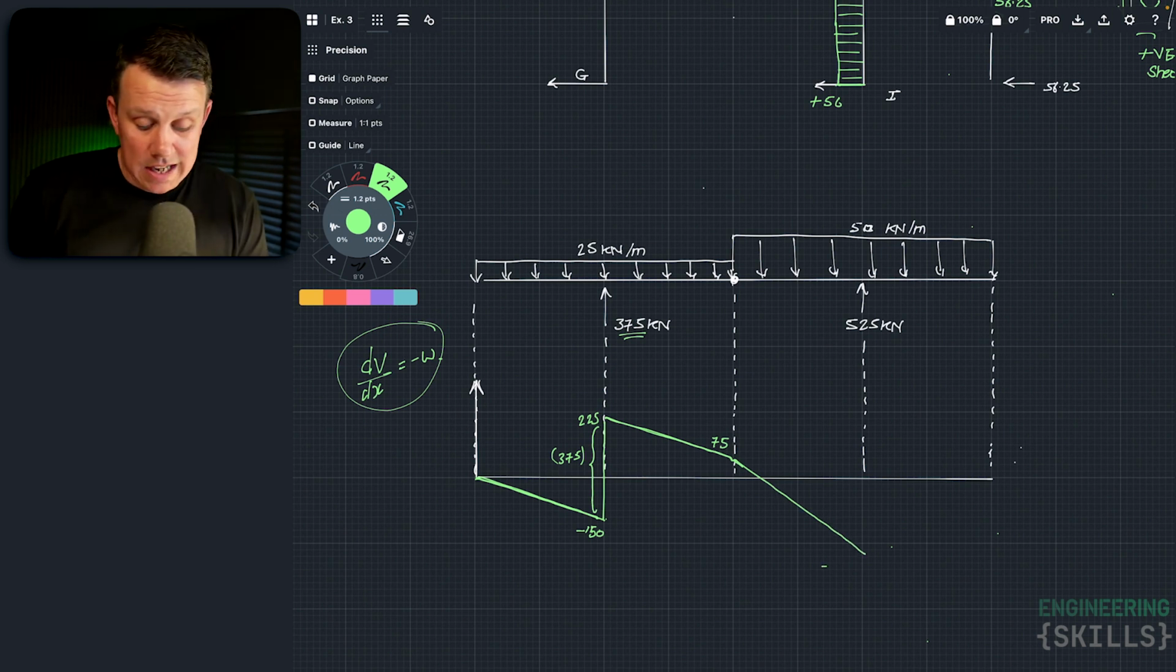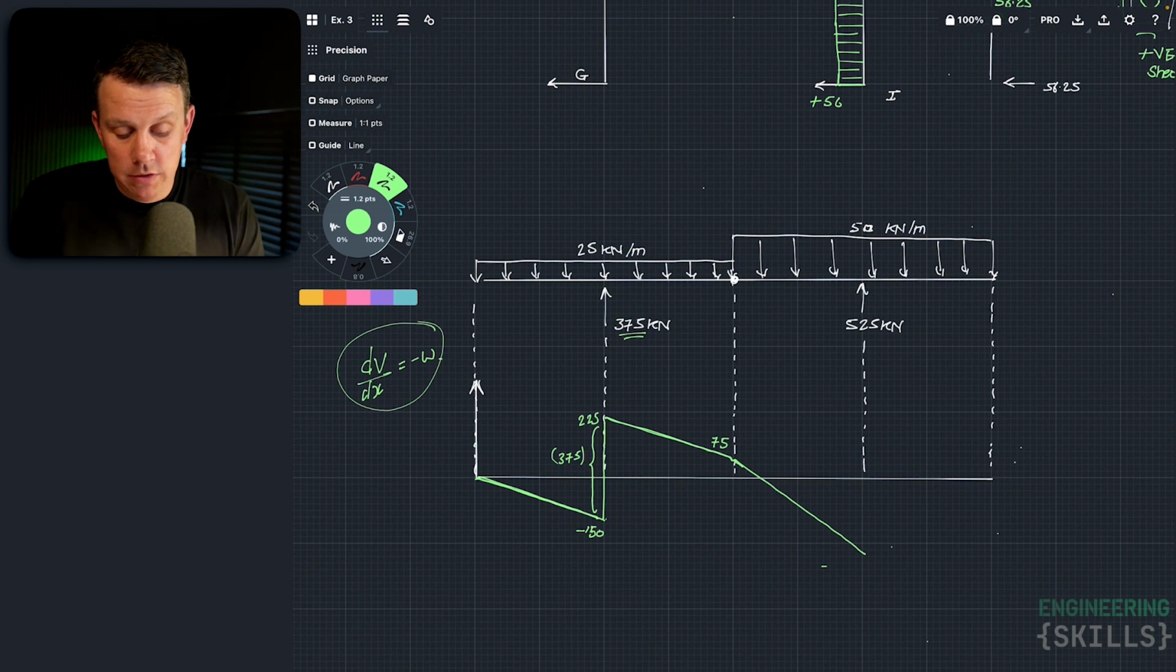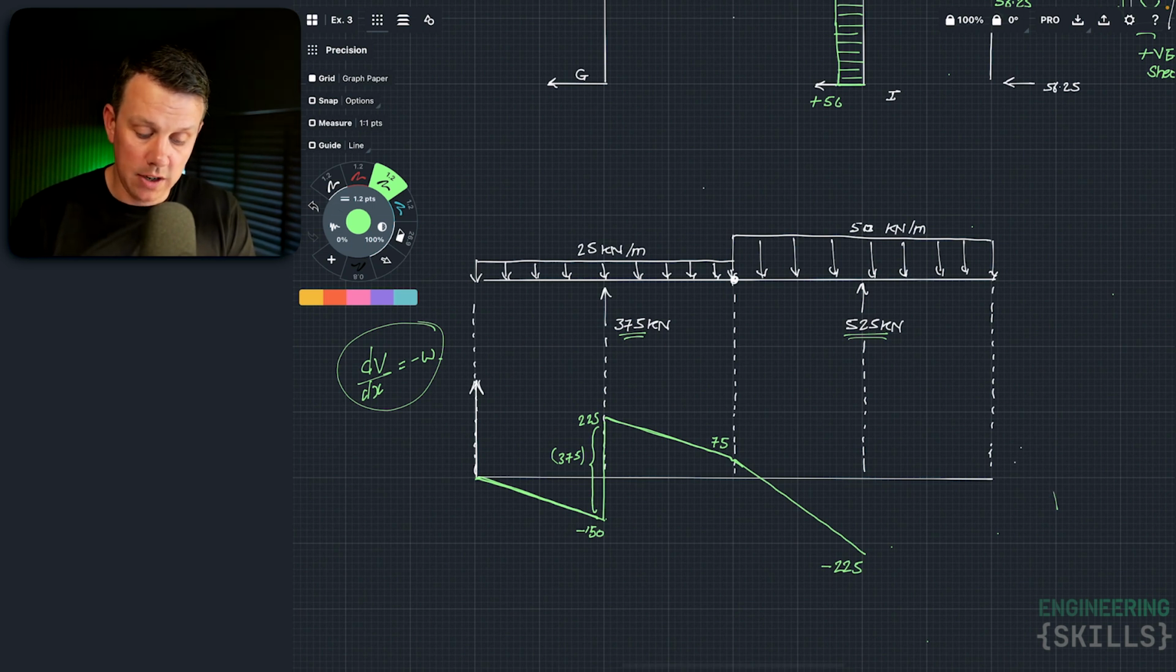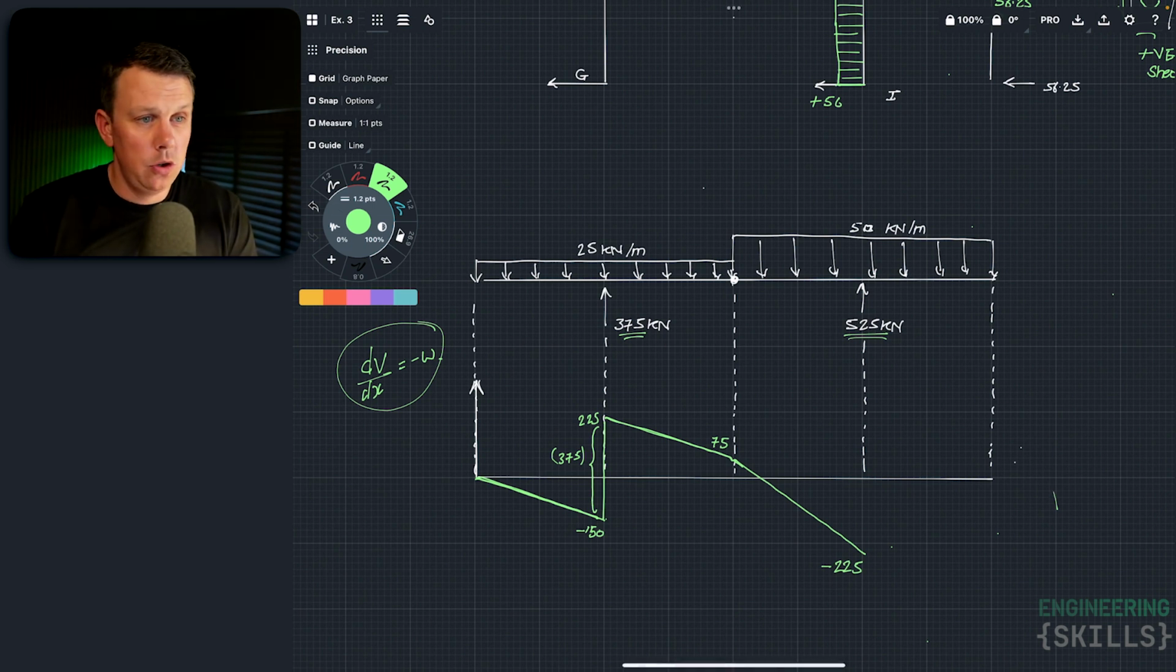Now, we started off at 75 at the hinge, we moved across 6 meters, and then the rate of decline was 50 kilonewtons per meter. So that's going to be 50 times the 6 is 300, but we started off at 75, so 75 take away 300 is minus 225 by the time we get to here. Then we have this step up because of the reaction of 525. That's going to bring us up to 300.